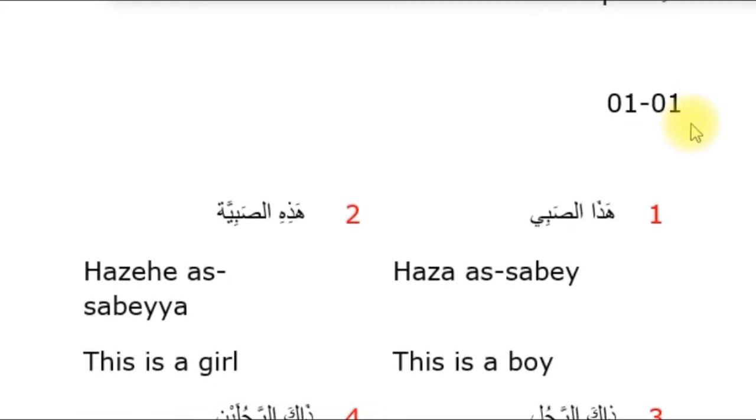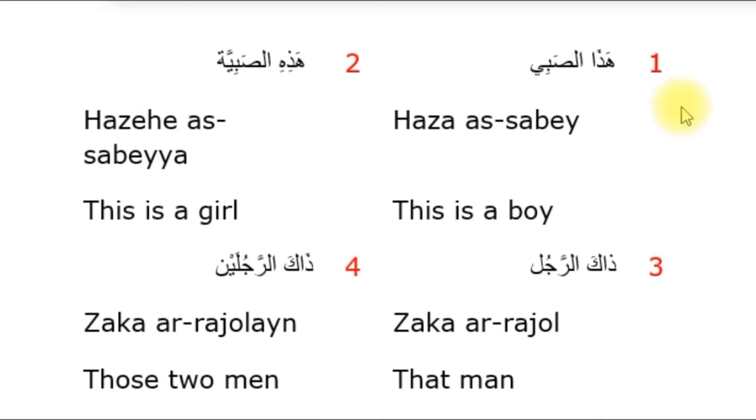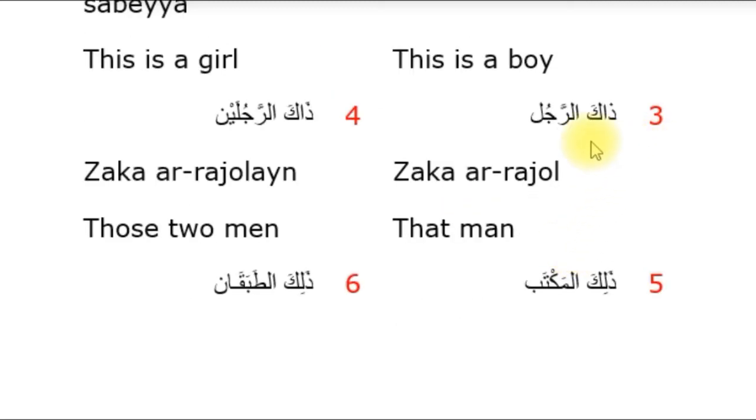أمثلة. واحد، هذا صبي. اثنان، هذه صبية. This is a feminine noun and the demonstrative must also be feminine. ثلاثة، ذاك رجل. أربعة، ذاك رجلين. خمسة، ذلك مكتب.